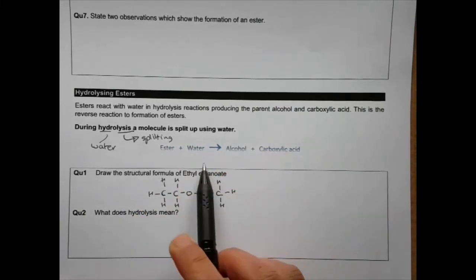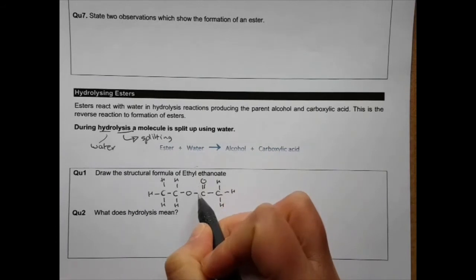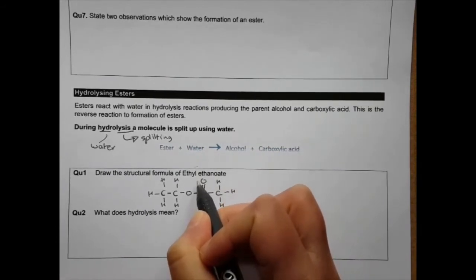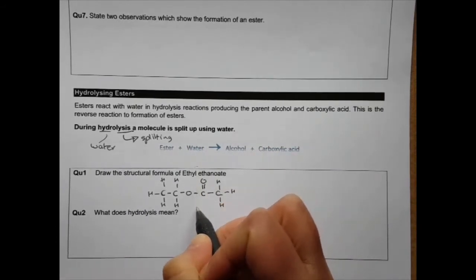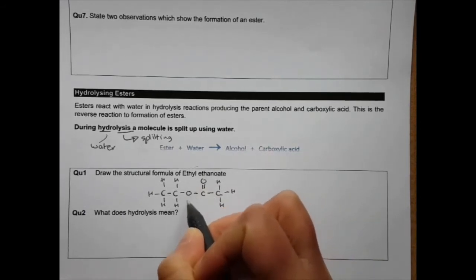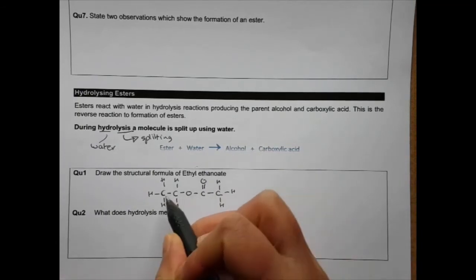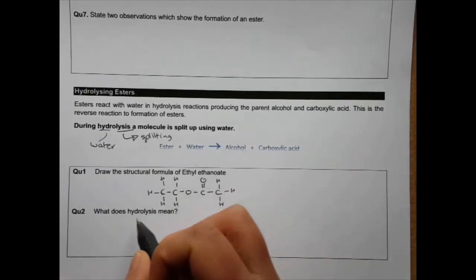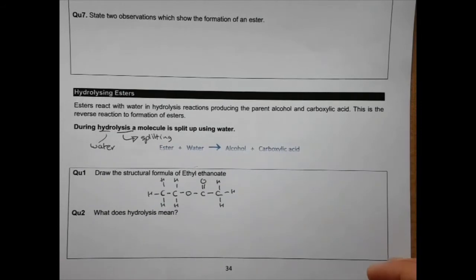So again, if we split this in half along the line parallel to the carbon with a double bond to the oxygen, we would then have two halves, a half with the carbon with a double bond, which comes from the acid, and a half which comes from the alcohol. Both in this case have two carbon atoms. What does hydrolysis mean? I'm going to let you answer that.